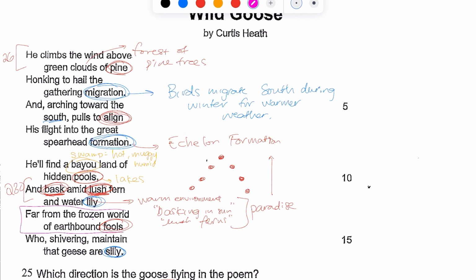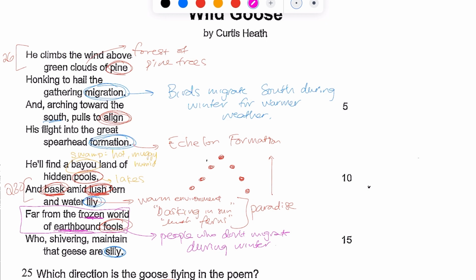This part refers to people who don't migrate, or animals who don't migrate, like humans, for example. So we're earthbound, so we're stuck on the ground, and it's frozen because it's winter. And these earthbound fools, those people who were shivering, maintain that geese are silly.